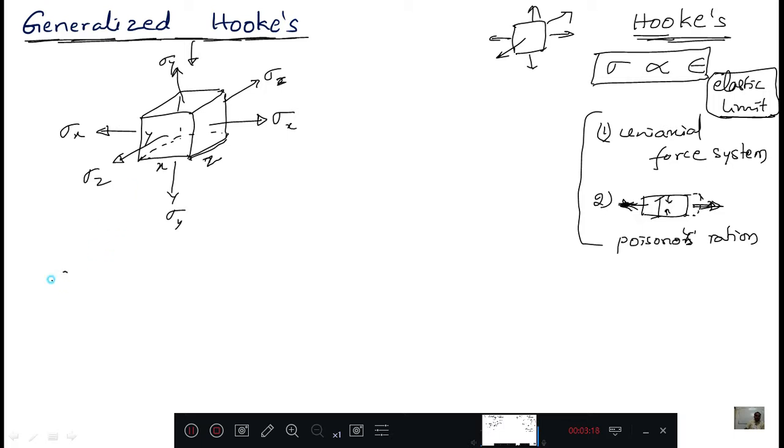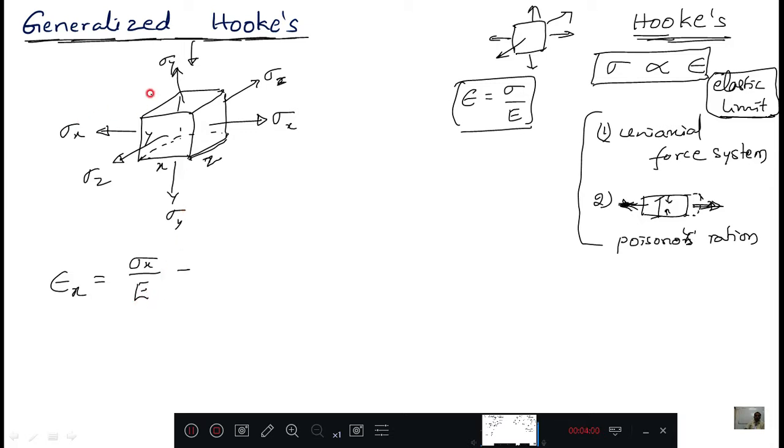Then strain in x-axis is defined as what? According to Hooke's law, strain is equal to stress divided by Young's modulus. This is for uniaxial, when Poisson's ratio is ignored. But for strain in x direction here, epsilon x equals sigma x divided by E, the stress in x direction divided by E. This is the pure strain in x direction. When you don't apply sigma y and sigma z, you get epsilon x equal to sigma x by E.